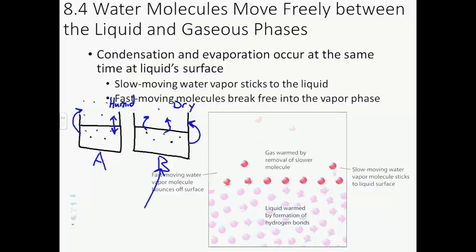It never evaporated. Is that because it never evaporated and stuff never condensed? No, it's that condensation and evaporation happened at the exact same time. So for every water molecule that evaporated, you had 1 that condensed. Whereas in a dry environment, the rate of evaporation is a lot higher than the rate of condensation, so that's why it evaporated quicker.